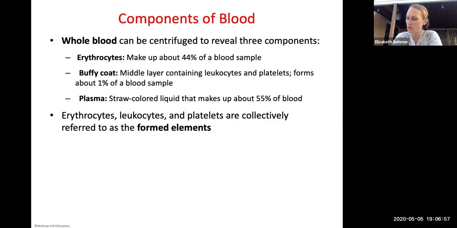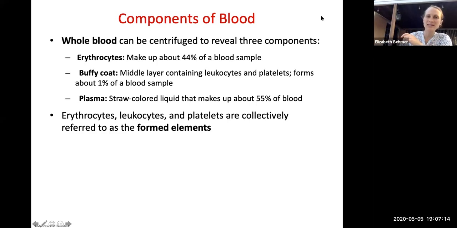So these are the components of blood. And you should know how to label this diagram in your notes, and I'll eventually show you this picture. So in your notes, there's this diagram, and I'll show you that picture. You should know how to label that. That'll probably be a test question.